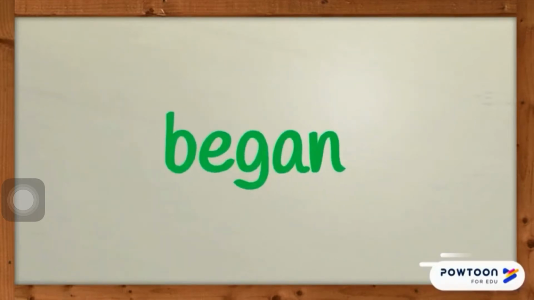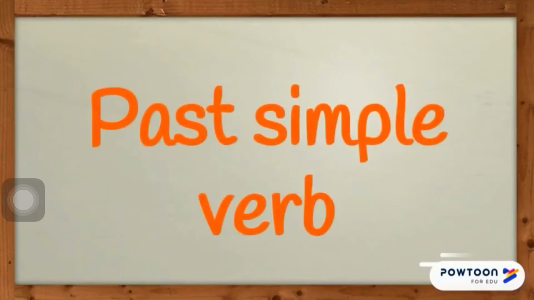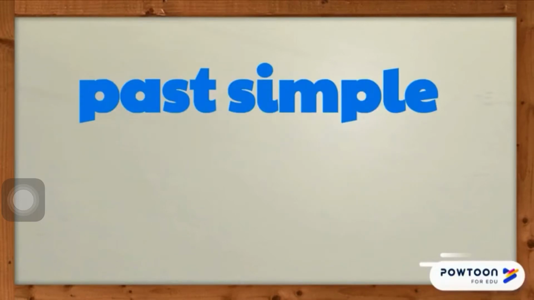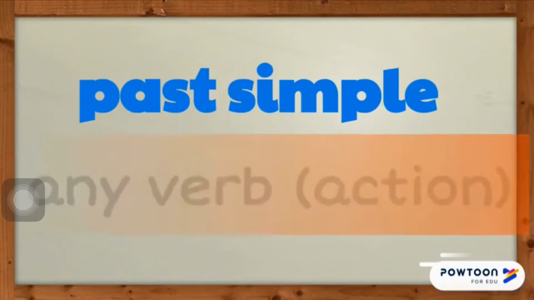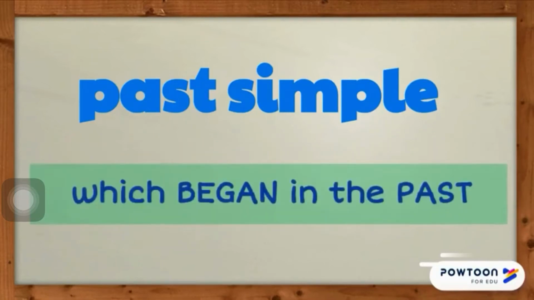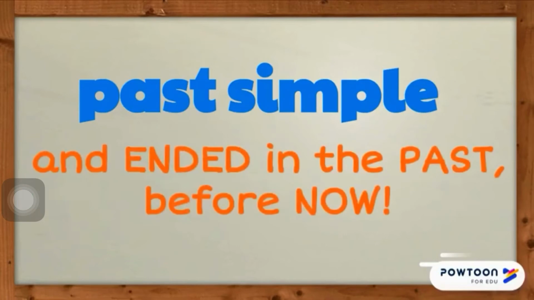Now, because the action began and finished in the past, we use a past simple verb. In this case, we use the word woke. That sounds interesting. So that means that the past simple is any verb or action that began in the past and ended in the past before now.